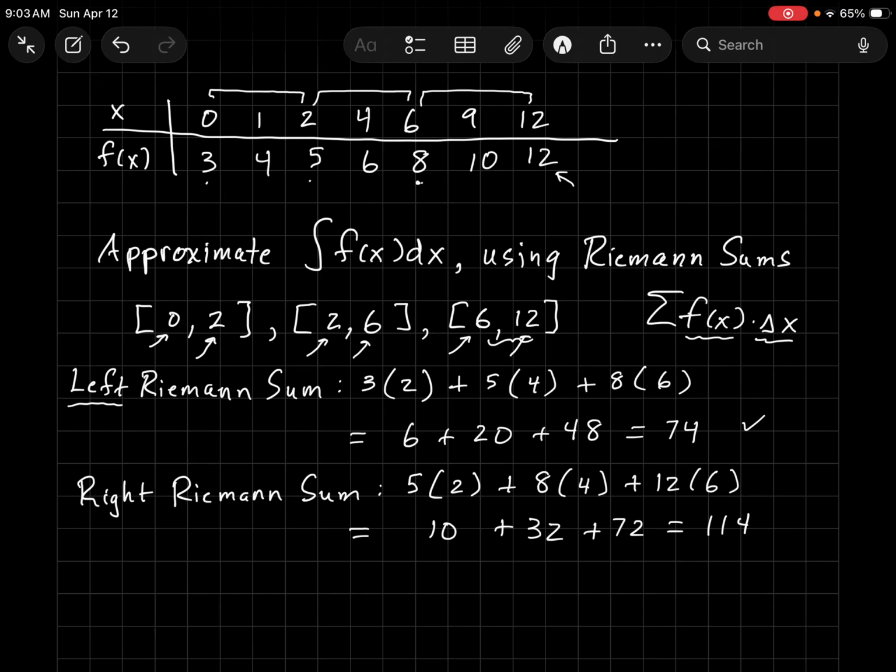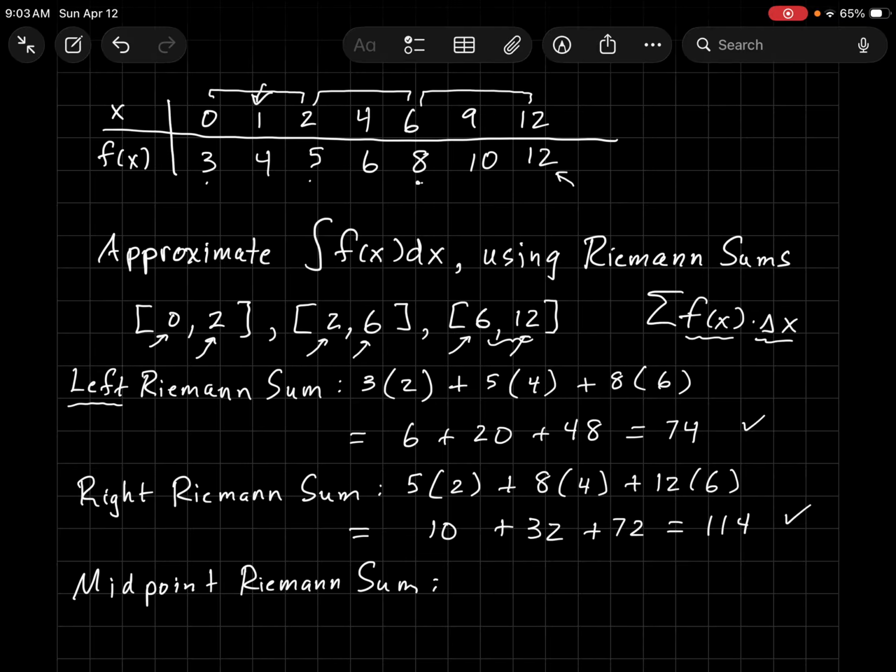Now, which one of these is more accurate? Truth is, without more information, we don't know. But let's do our final Riemann sum, and let's do a midpoint Riemann sum. How do we find the height? We use the middle x on each subinterval to find the height.